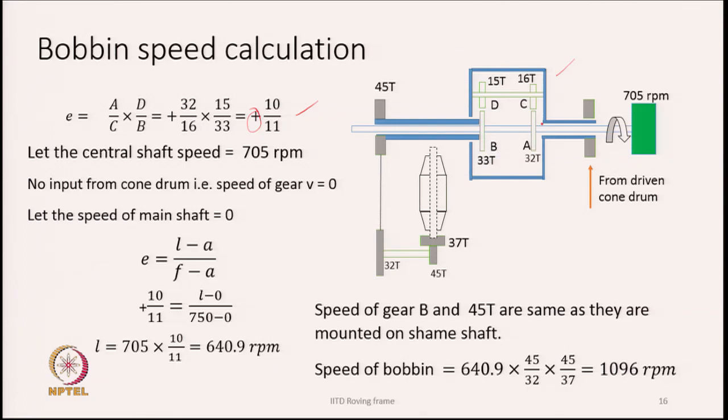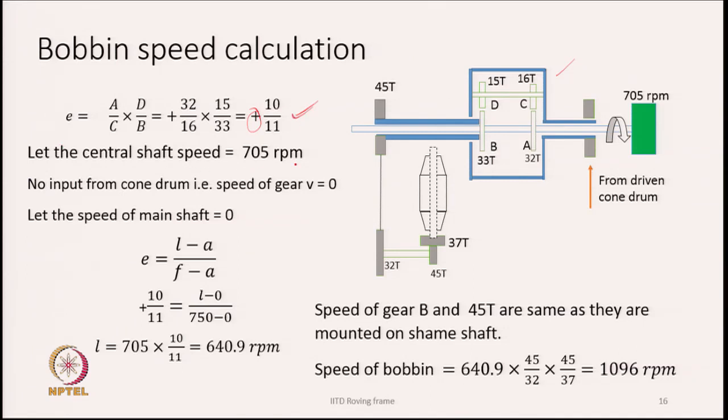If I turn A clockwise and if we get B also turning in the clockwise direction, then we put a plus sign. However, if it is opposite, that when A turns clockwise, B turns anti-clockwise, then we will put a negative sign. So, the epicyclic ratio in this case is plus 10 by 11.